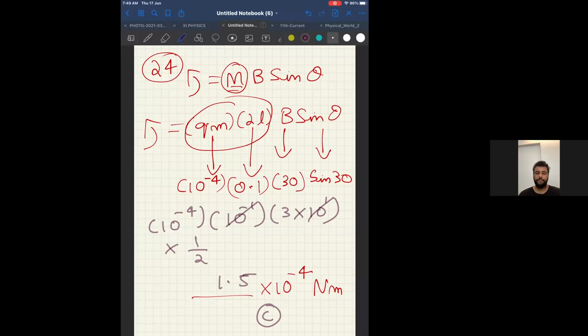It is direct substitution and direct answer. Therefore, torque is equal to MB sin theta. M is equal to Qm into 2L, into B sin theta. And then we proceed and get the answer. Any doubt?